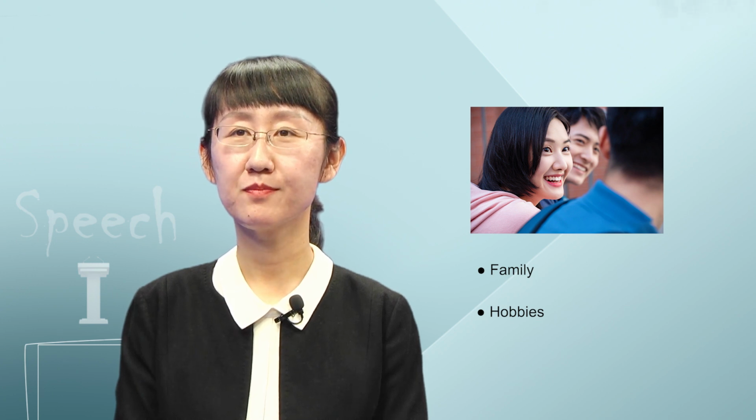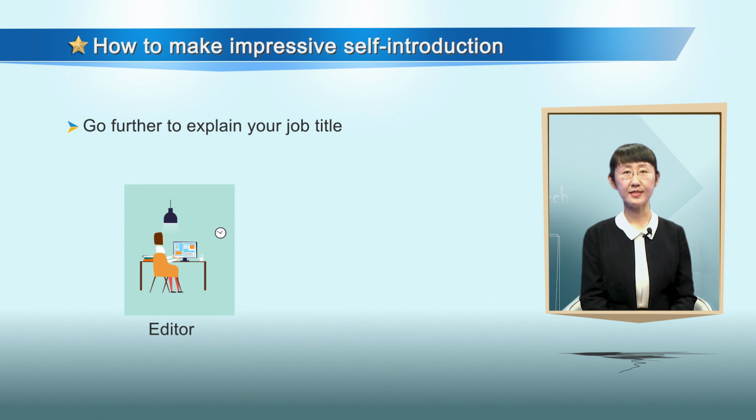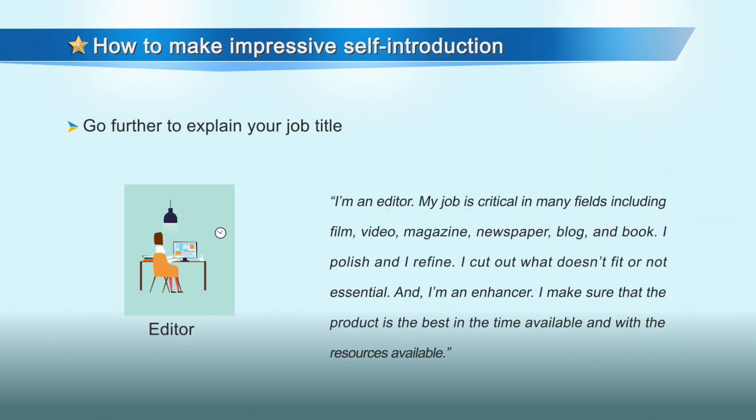Here are some tips. 1. Instead of simply stating your job title, you can go further to describe it, or go deeper to explore its meaning and impact. For example, as an editor, you can say, I'm an editor. My job is critical in many fields including film, video, magazine, newspaper, blog, and book. I polish and I refine. I cut out what doesn't fit or isn't essential.